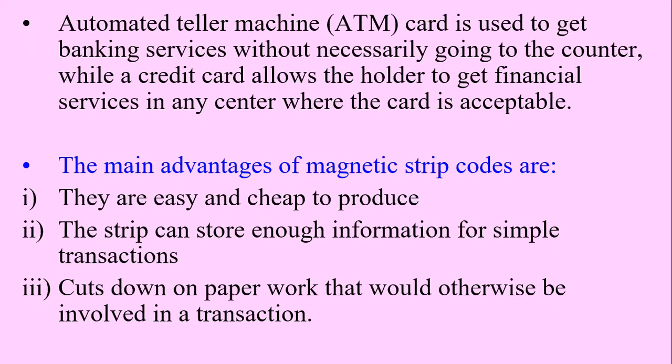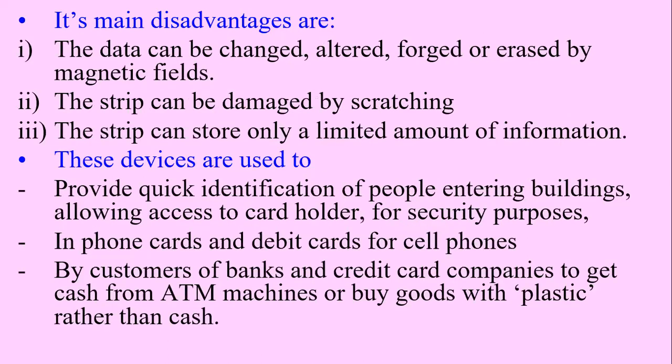The automated teller machine or ATM card is used to get banking services without necessarily going to the counter, while a credit card allows the holder to get financial services in any center where the card is acceptable. The main advantages of magnetic strip cards include, number one, they are easy and cheap to produce. Number two, the strip can store enough information for simple transactions. Number three, they cut down on paperwork that would otherwise be involved in a transaction.